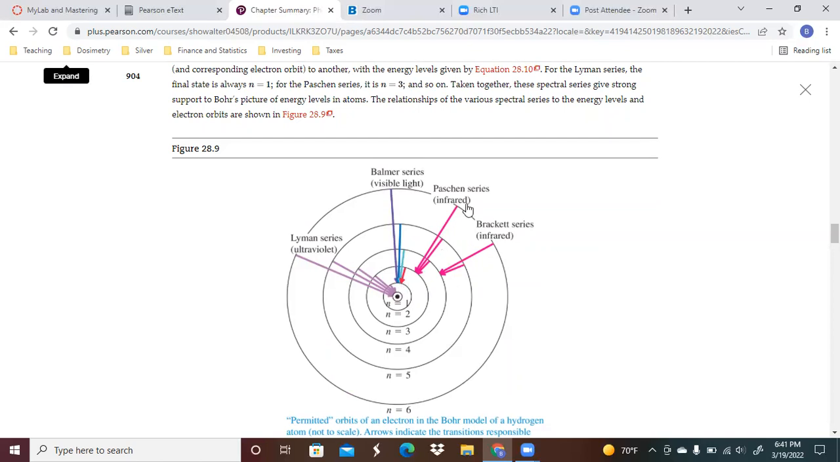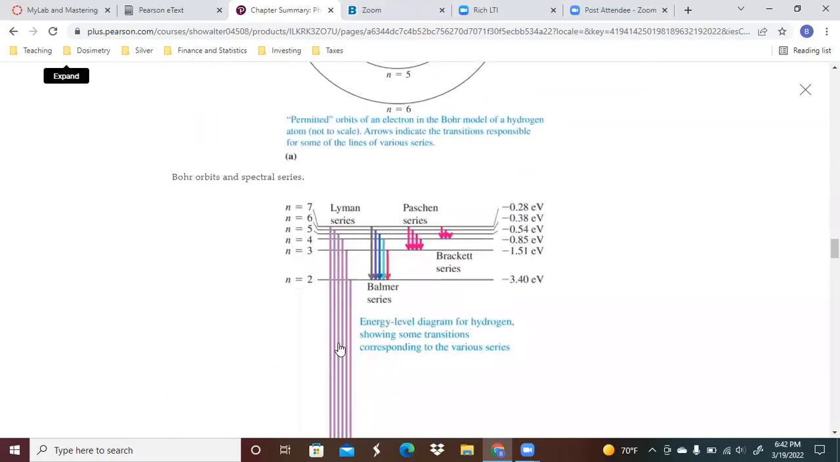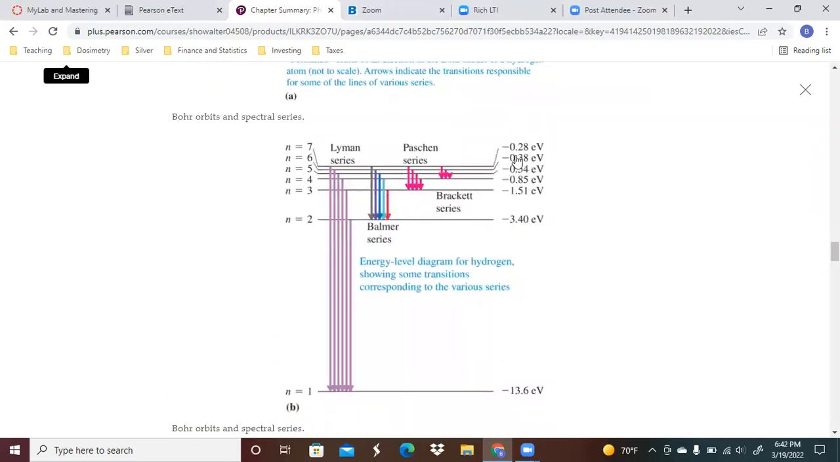Paschen, it comes down to, I'm sorry, n equal to 2. That's my bad. Balmer is n equal to 2. Paschen series comes down to n equal to 3. Brackett series comes down to n equal to 4. Lyman series, you can see all of these particular types of decays down to level 1. And here's another way to look at it. You can see the energy levels given here.